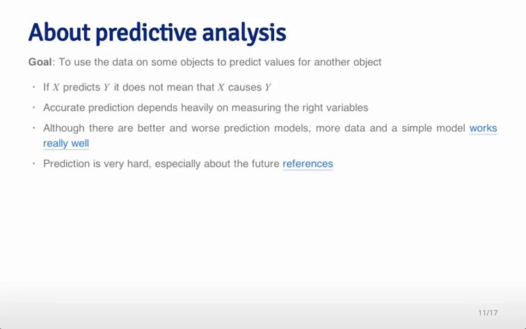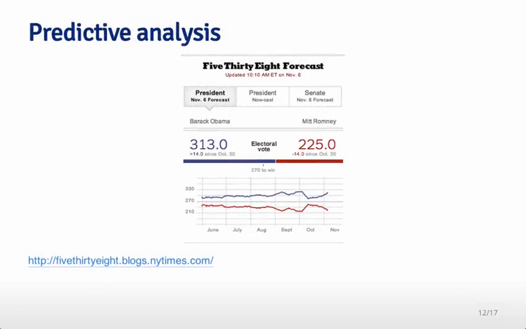Accurate prediction depends heavily on measuring the right variables. And although there are better and worse prediction models, it's pretty clear that more data and a simple model tend to work really well. Prediction is very hard, especially about the future. This is a funny quote that is very accurate, actually. And I've linked to some references here where you can see other people who have said that same thing over and over.